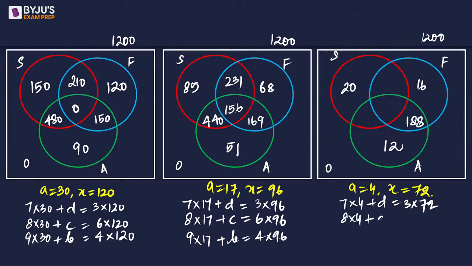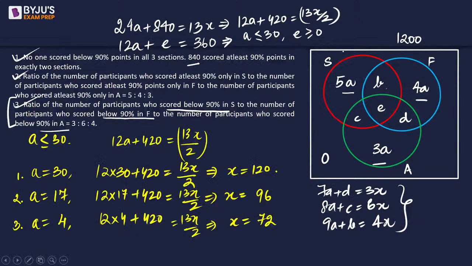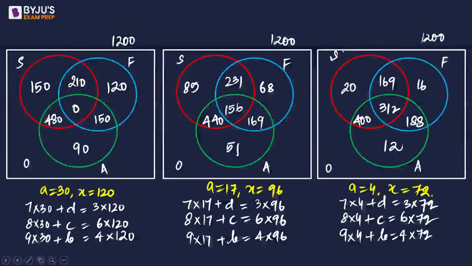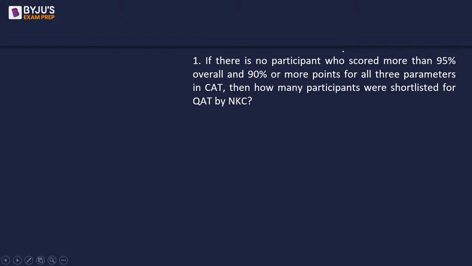8 into 4 plus c is equal to 6 into 72. So this is going to result in 400. And third is 9 into 4 plus b is equal to 4 into 72. So 288 minus 119. This is 169. So ये 0 से 156 हो गया, ये 156 का फिर 156 और हो जाएगा, ये 312 हो जाएगा. So these are the three cases we are going to have for this. ठीक है? चलो. Let's look at the first question now.